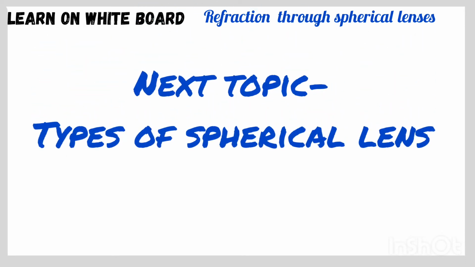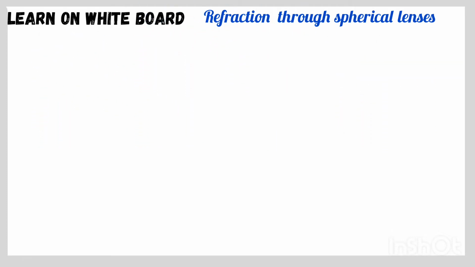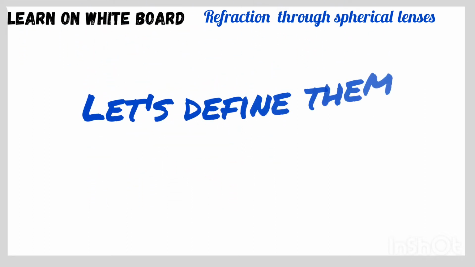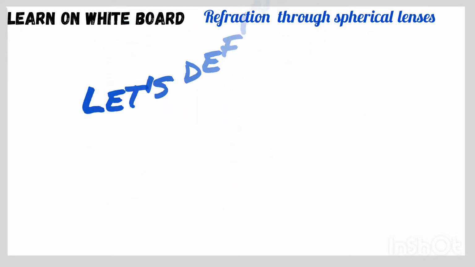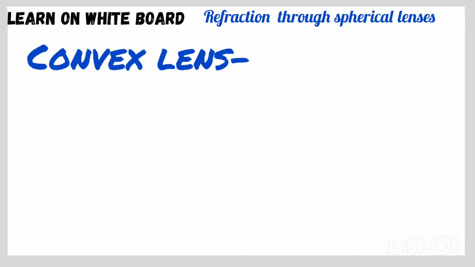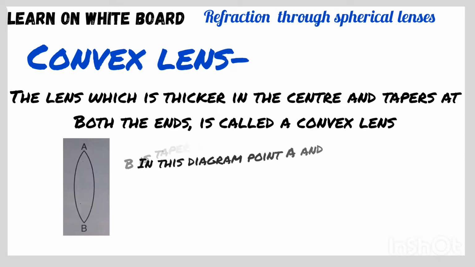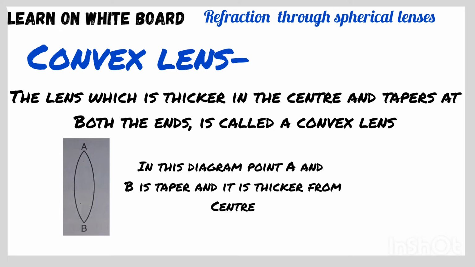Next topic: types of spherical lens. Two types of spherical lens: convex lens and concave lens. Let's define them. Convex lens: the lens which is thicker in the center and tapers at both the ends is called a convex lens. In this diagram, points A and B are tapered and it is thicker from the center.